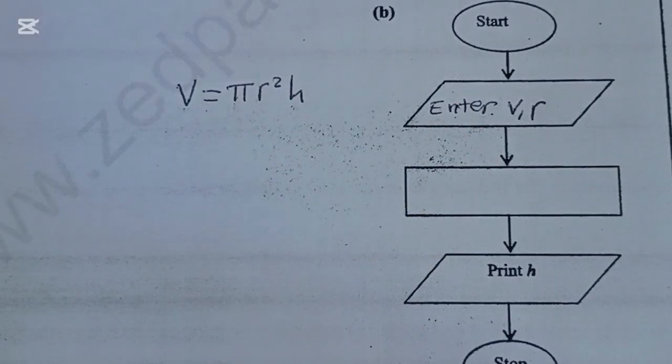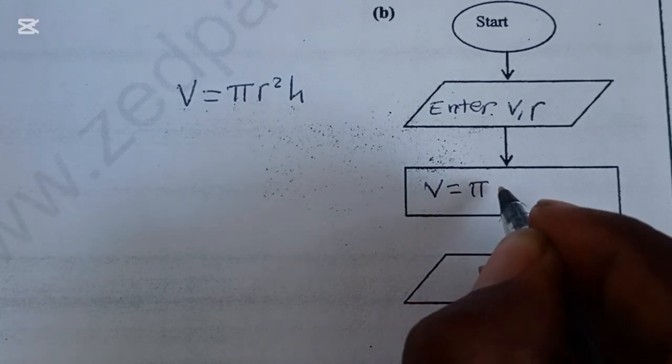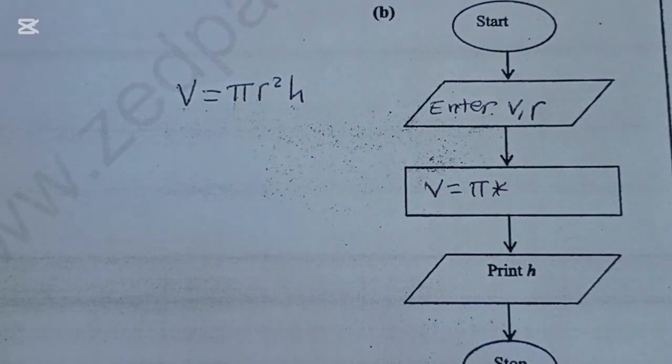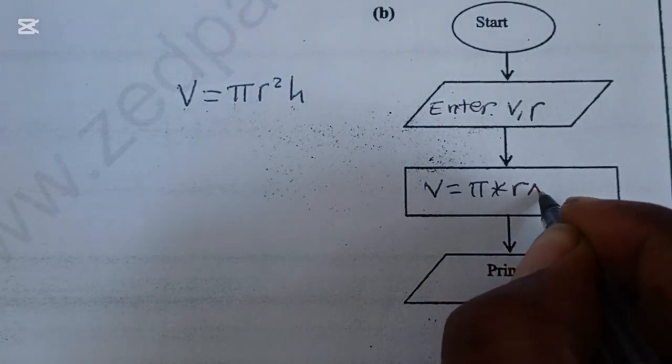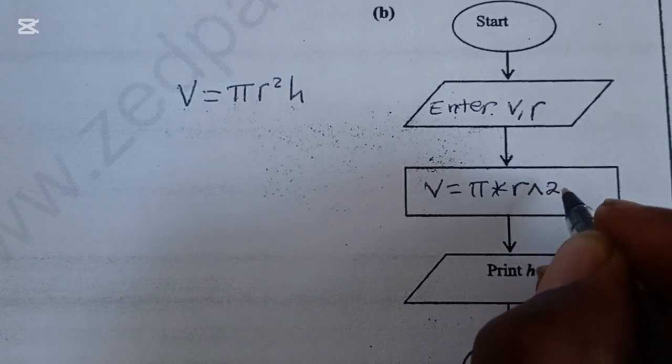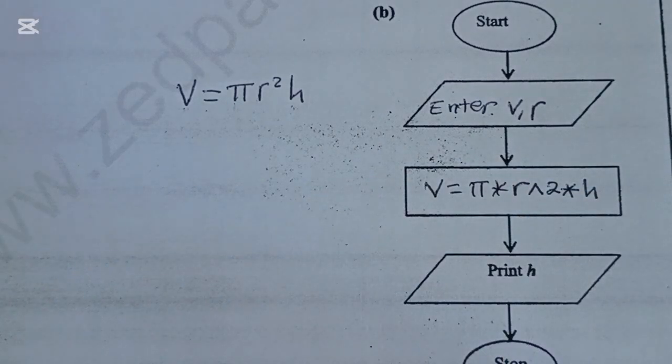Then from there now, I'm going to write the formula for the volume of the cylinder. So V is equal to pi times, you use the star. That is a symbol for multiplication in computer programming. Times r squared, you say r to the power 2, times h. So that is what it is. Then you print h and you stop the program.